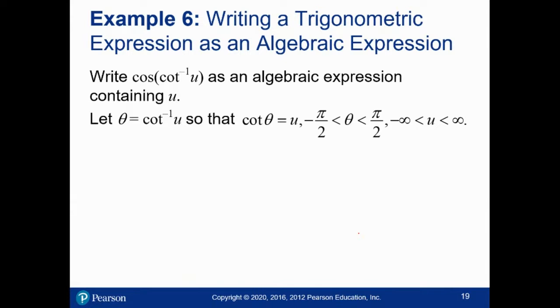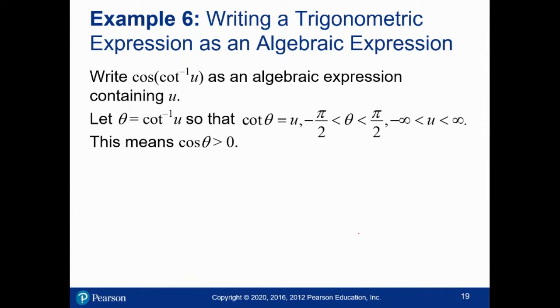Let theta be an angle whose cotangent is u. The range of arc cotangent is quadrant 4 and quadrant 1.